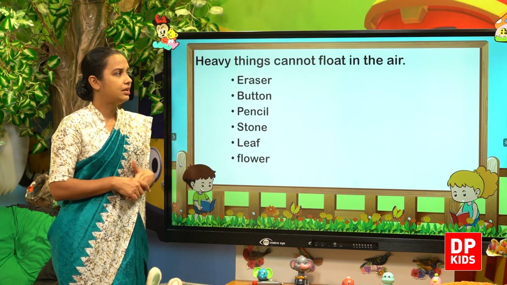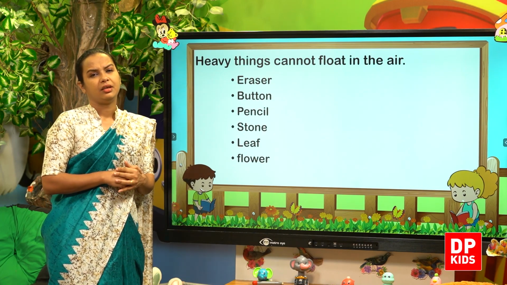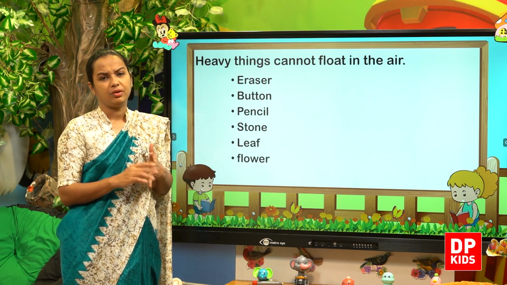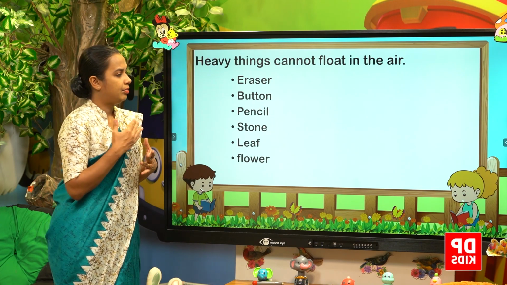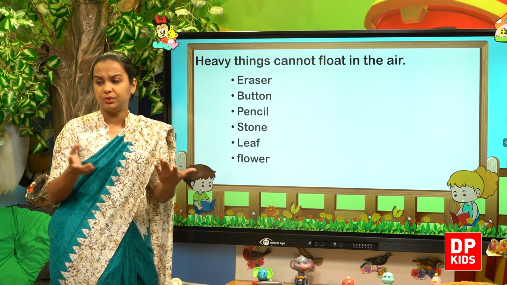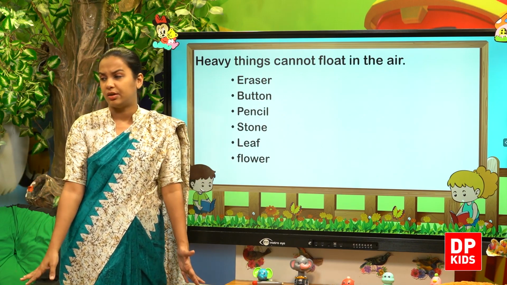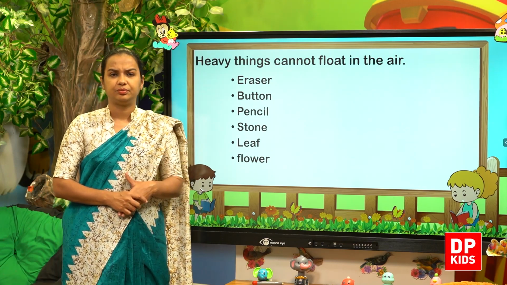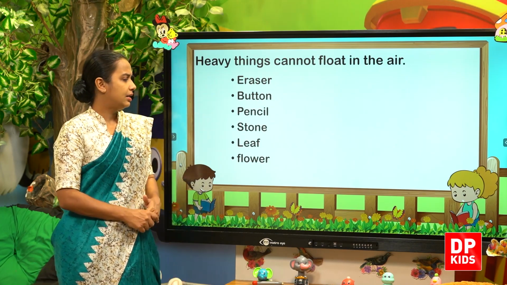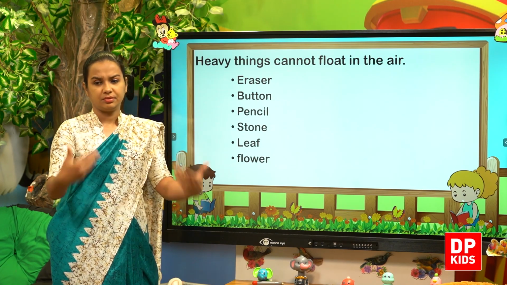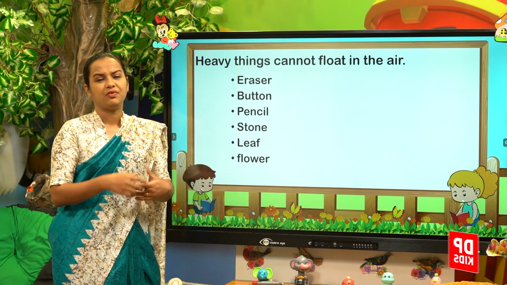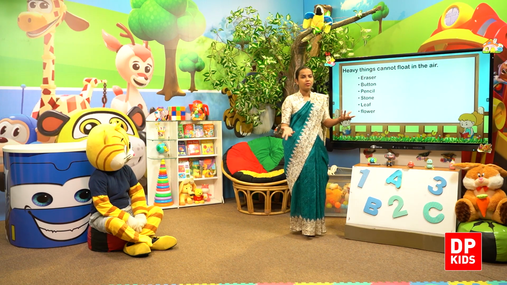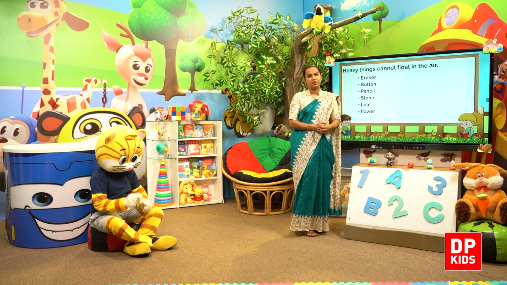So here is a list of things that we had. Eraser. It fell down. Button. It fell down. Then pencil. It fell down. Stone. Straight away it fell down. It is much heavier, isn't it, Kitty? Pencil fell down. The stone fell down too.